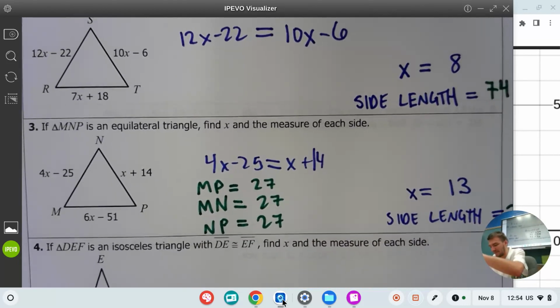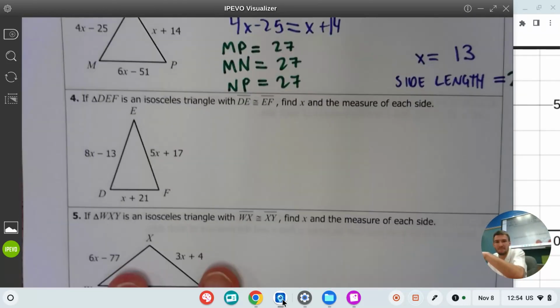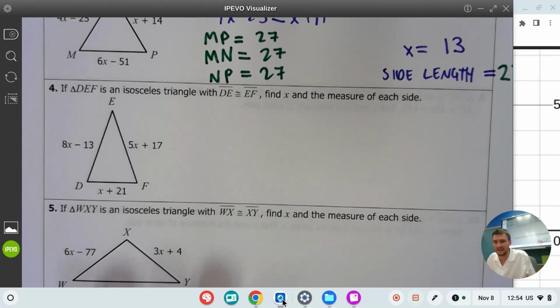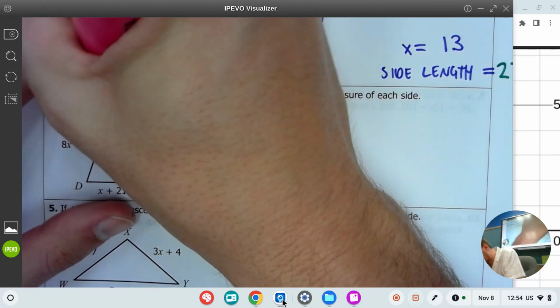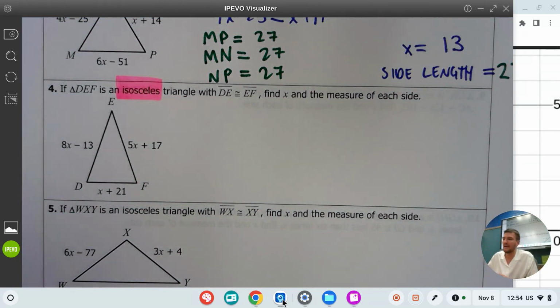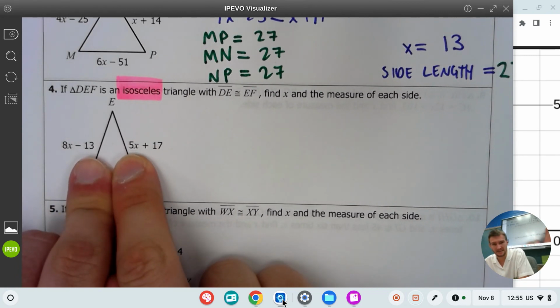Okay, checking out number 4. We are going to step it up in difficulty a little bit here because we have our vocab word isosceles. Okay? And what does isosceles mean? It means that we have two congruent sides. Be careful, but also low-key angles too. But remember, we're talking about sides here.